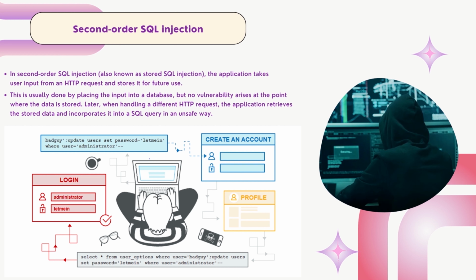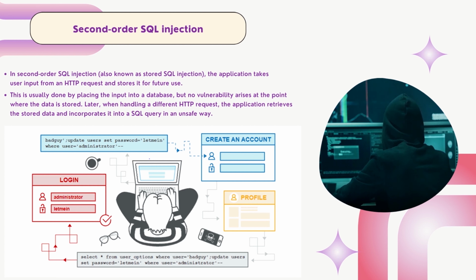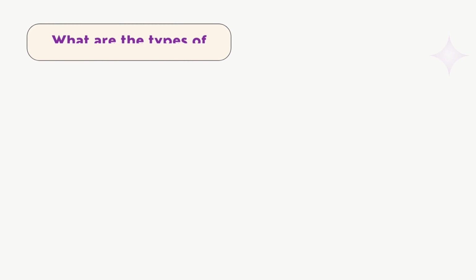Second-order SQL injection often arises in situations where the developers are aware of SQL injection vulnerabilities and so safely handle the initial placement of the input into the database. When the data is later processed, it is deemed to be safe since it was previously placed into the database safely. At this point, the data is handled in an unsafe way because the developer wrongly deems it to be trusted.